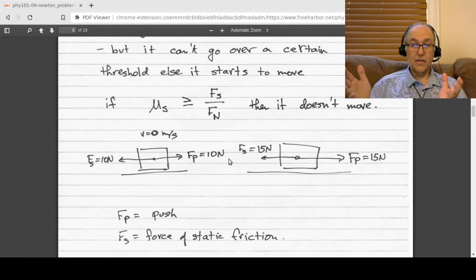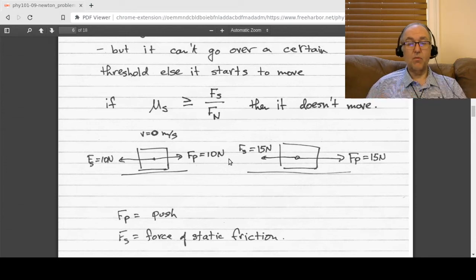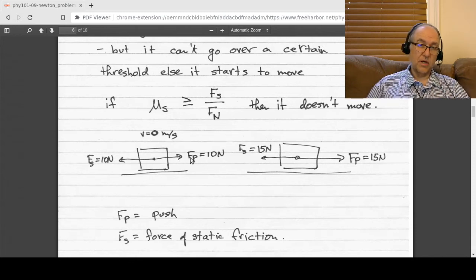So if I push on this box with 10 newtons, if that's the only force there is horizontally, it would start to accelerate because F net would be 10 newtons. But it's not accelerating, so F net must be zero. So if Fp is 10 newtons, then there must be a force in the opposite direction, 10 newtons, which prevents the box from moving. That's your static friction, okay? So the static friction here is equal to Fp.